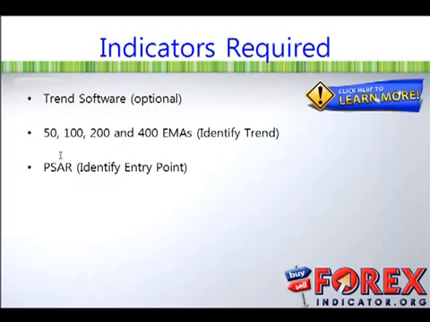The next indicator that you need is PSAR, parabolic SAR, and this is mainly for you to identify entry points. So let me show you how this 50, 100, 200, 400 EMA works.